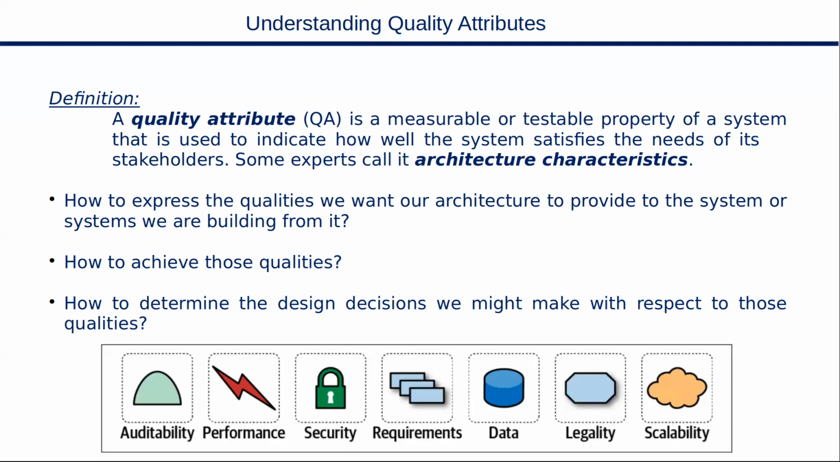When we start talking about quality attributes, several questions should arise. The first one: how to express the qualities we want our architecture to provide to the system we are building? How should we express them? How to achieve these qualities, these architecture characteristics? How to determine the design decisions we might make with respect to those qualities?